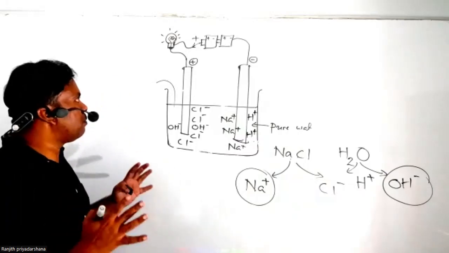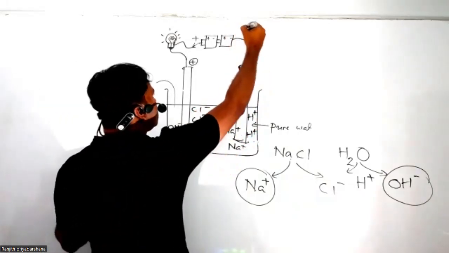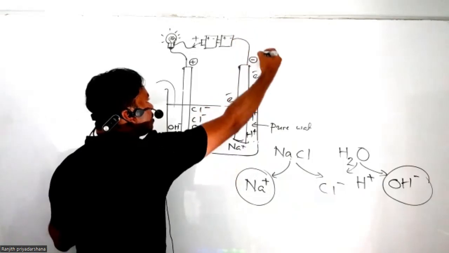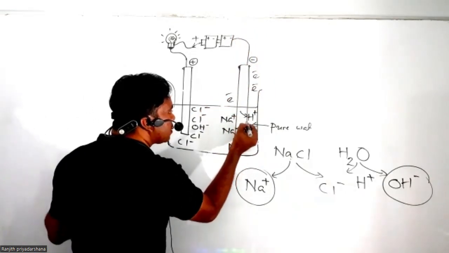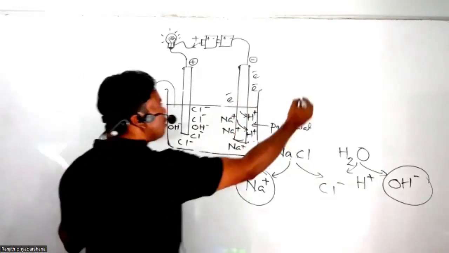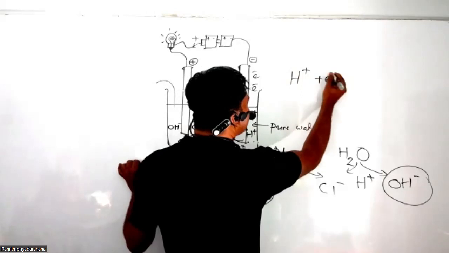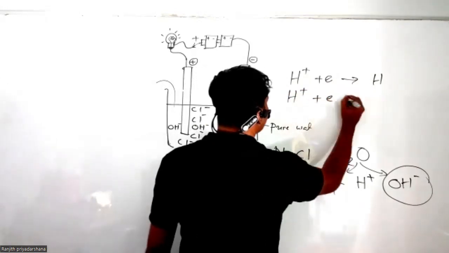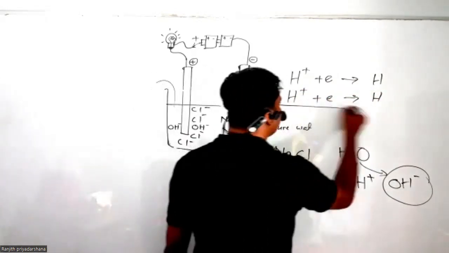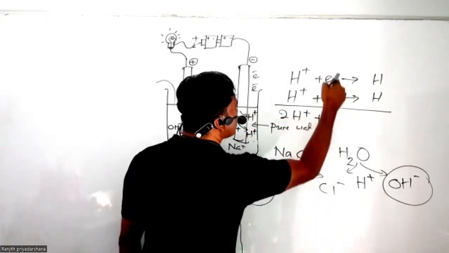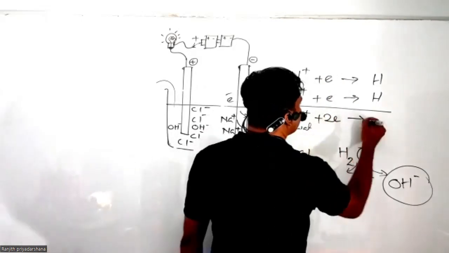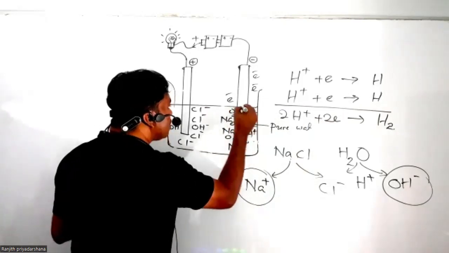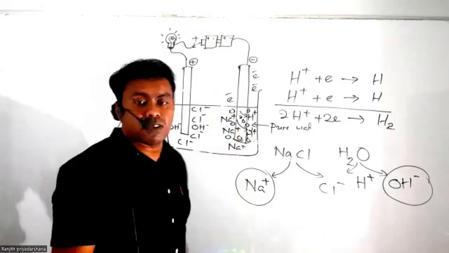So this is the thing that happens. Now, electrons are flowing from negative to positive. When the electrons come from the negative terminal, the H plus takes that electron. What happens when H plus takes an electron? It makes a hydrogen atom. Likewise, two H plus ions take two electrons to make a hydrogen molecule. Hydrogen gas starts to be released at the negative terminal.